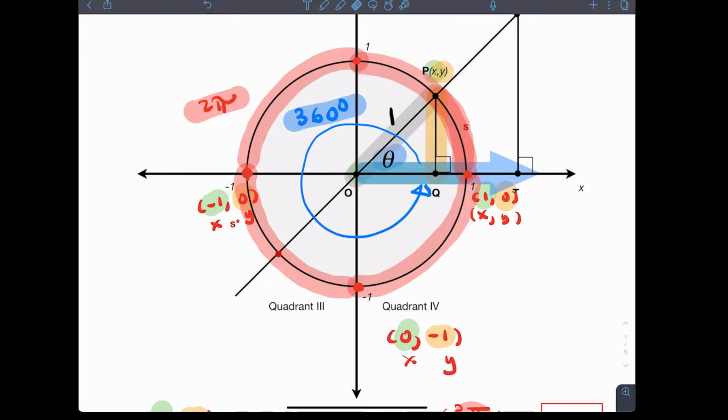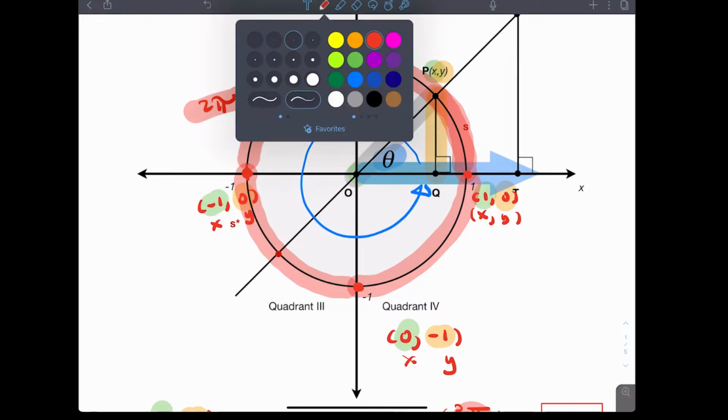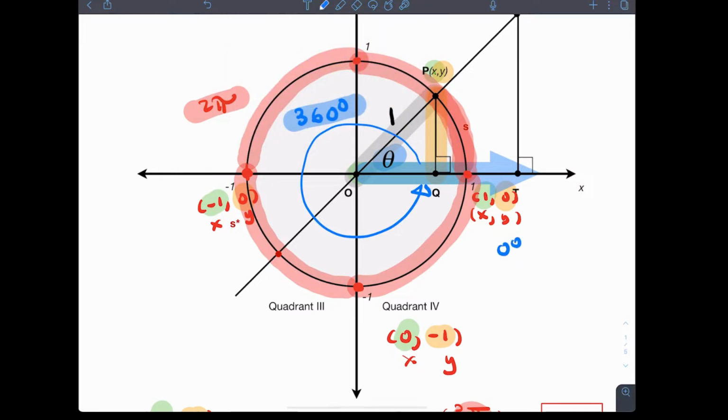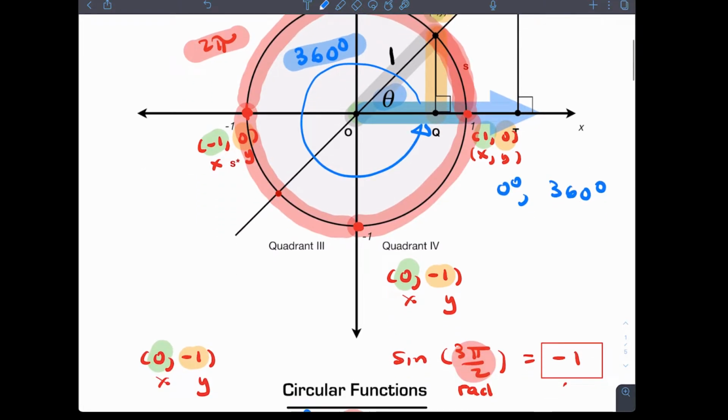You know what we call this, by the way? I want you guys to note 0 degrees and 360 degrees. You know what we call this? These angles are related. What are they known as? Outstanding. These are called coterminal angles. They share the same terminal side.